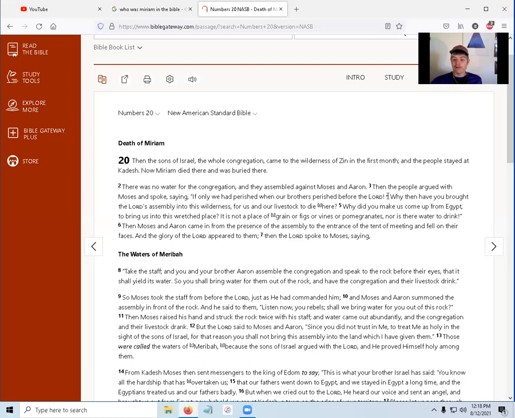Why then, there's our verse. Why then have you brought the Lord's assembly into this wilderness? I'm guessing the Lord's assembly is the congregation, the sons of Israel. They assembled there. So many names for one little thing. Why have you brought the Lord's assembly in this wilderness for us and our livestock to die here because of no water? So we're going to die. So us and our livestock.